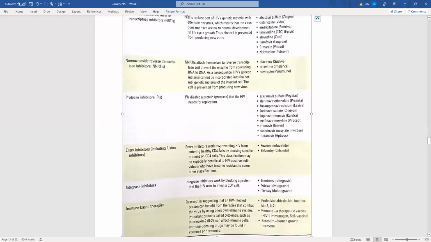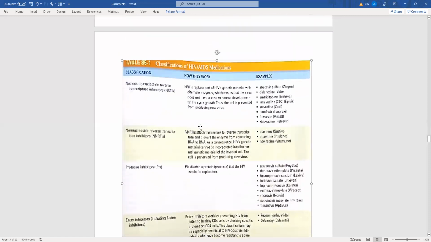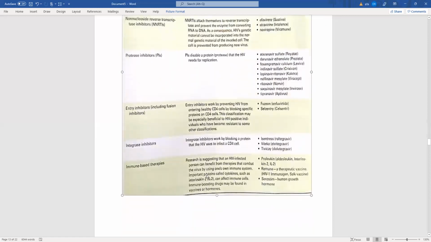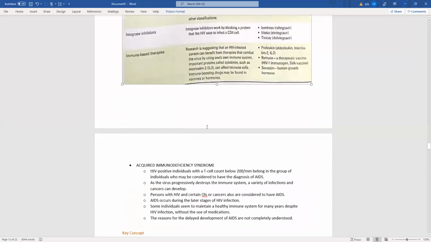Does it work by entry inhibitors? Does it work by preventing HIV? Nope. Does it work by attaching itself? Nope. Does it work by suggesting that an HIV-infected person can benefit from therapy that combats the virus by using one's own immune system? Yes, that's how it works. And you're going to know that because you're going to see the keyword immune system. Okay. And then just look at that word, immunology.